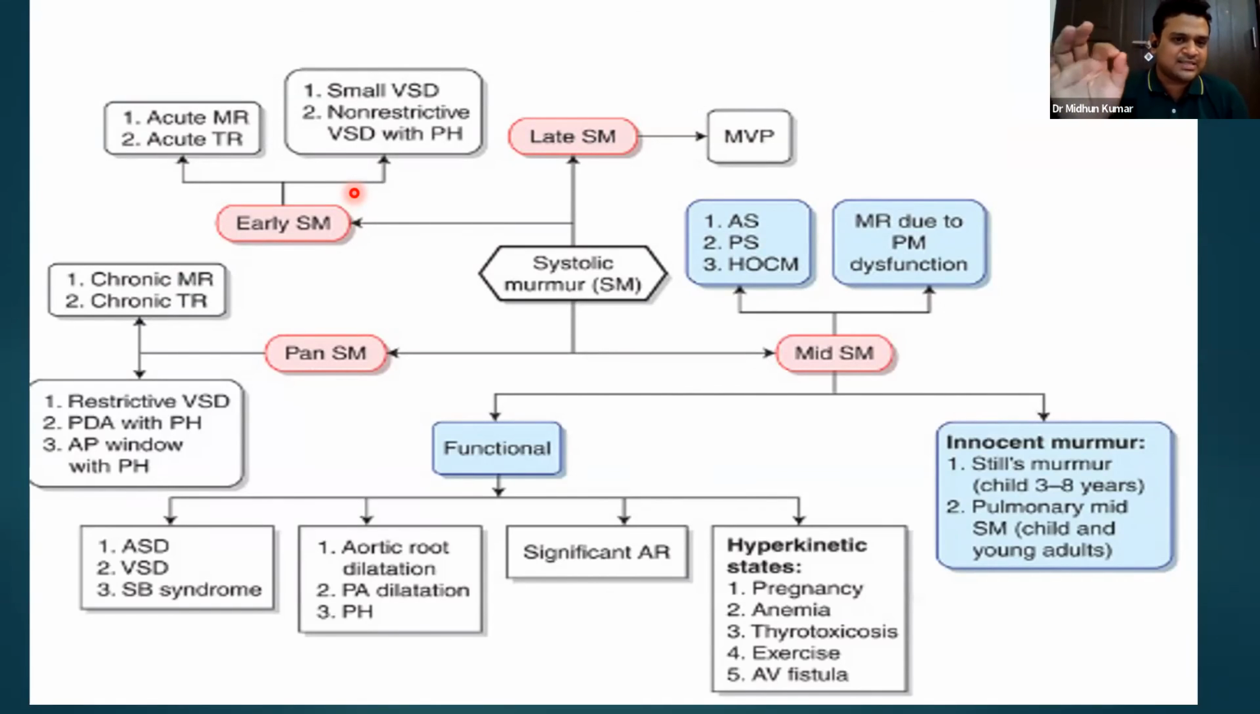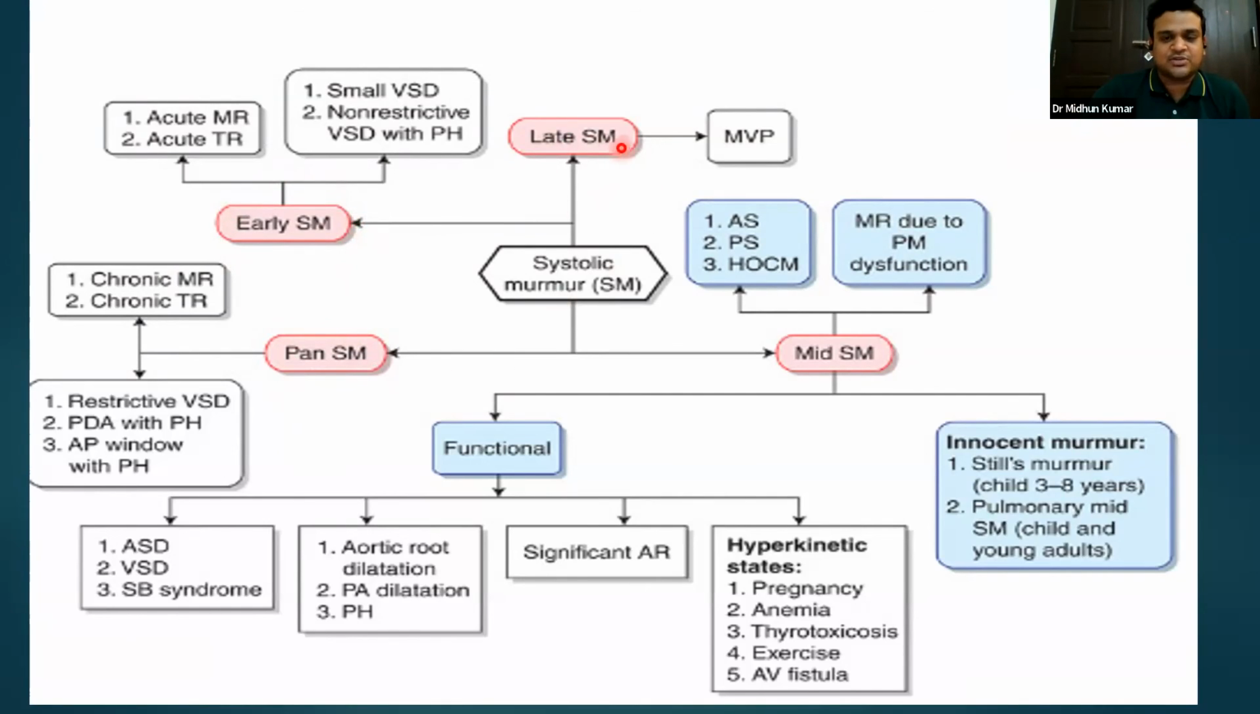As soon as the first heart sound occurs, there will be a pressure gradient so that the blood will start going into the cortical channel. So MR, TR, and VSD will produce pansystolic murmurs, and if the lesion severity is less, it will produce an early systolic murmur.